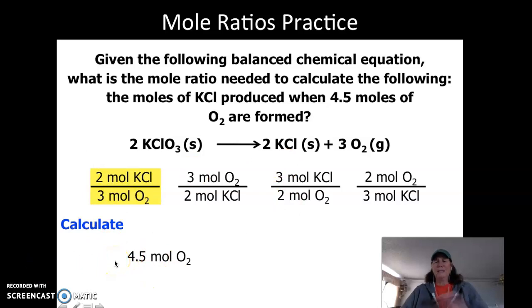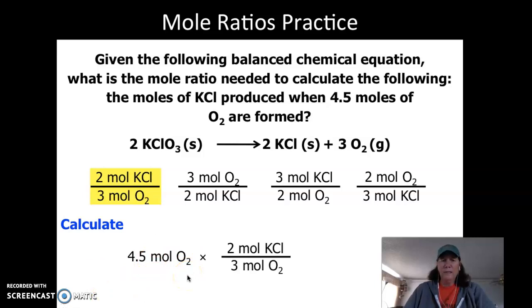I know these PowerPoints come from the book, and sometimes they give you a little bit too much. 4.5 moles oxygen. That's what I know I have. Then I got to do my mole ratio. Moles of oxygen, what I'm trying to get rid of, on the bottom, and I'm trying to find KCl, so I put it on the top. This has a 2 in front of it, and this has a 3 in front of it. So 4.5 times 2, that would be 9, divided by 3 would be 3.